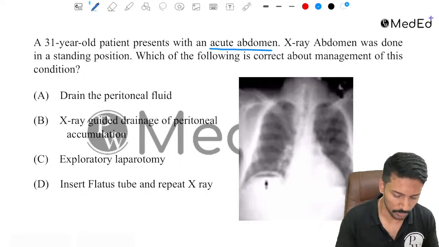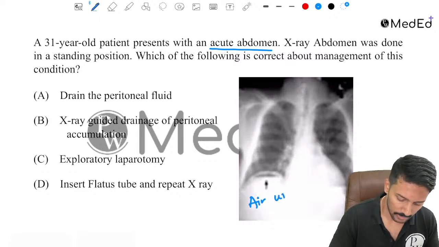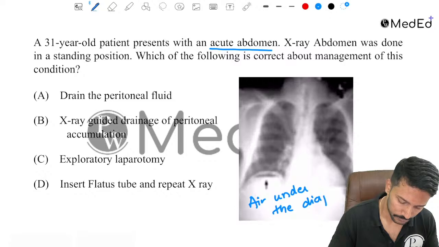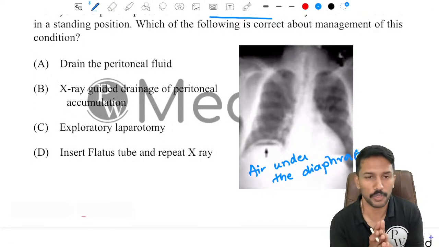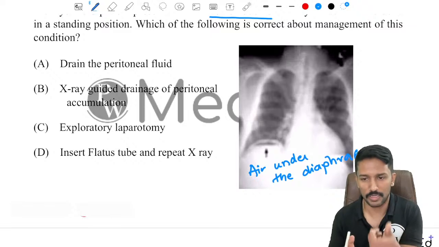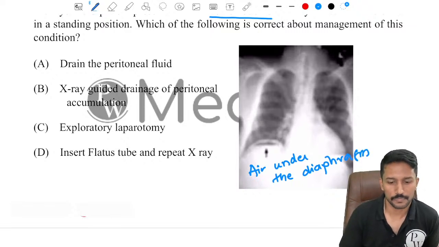Someone presenting with acute abdominal pain. X-ray is done. What we see here is the air under the diaphragm. Now how would you manage next? So whenever we see air under the diaphragm, we know that there is a perforation of an internal viscus, meaning your intestine, large or small intestine, is perforated. How would you treat further?